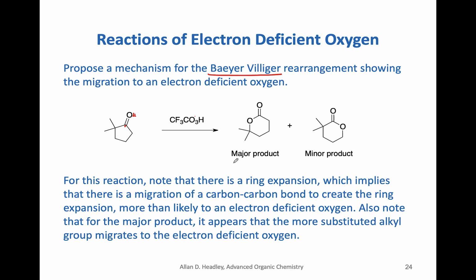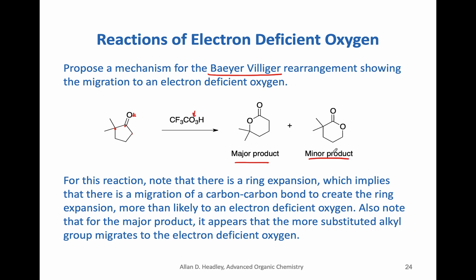So one will give the major product. It appears that this migration here to the oxygen is the major product. So for some reason, more alkyl groups bonded to the carbon that's migrating gives the major product. Of course, now you can assume why. More alkyl groups tend to stabilize the transition state, which is partially positive, because alkyl groups are electron releasing, compared to the migration of this bond here, or this carbon here, over to the electron deficient oxygen that's in here, to get this as the minor product.